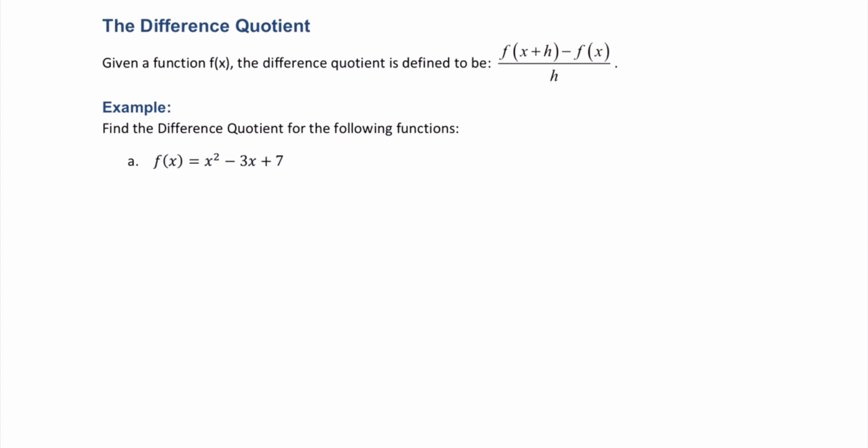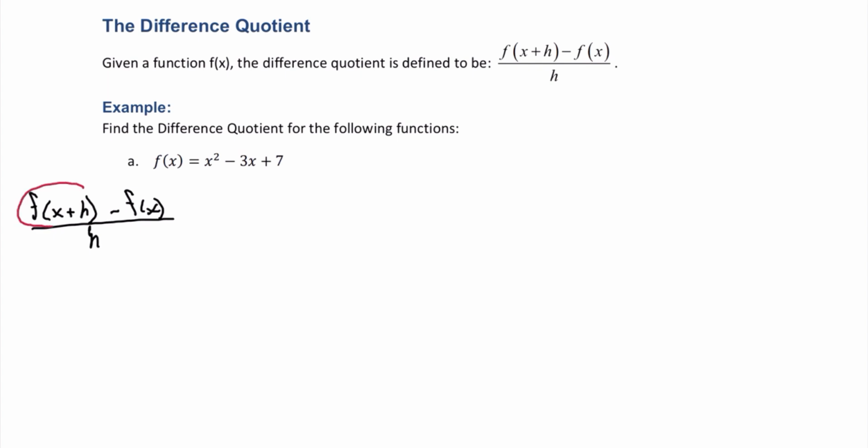Given a function f of x, the difference quotient is defined to be f of x plus h minus f of x over h. In example A, let's find the difference quotient for the given function. We'll start by copying the generic formula and attack these one piece at a time.